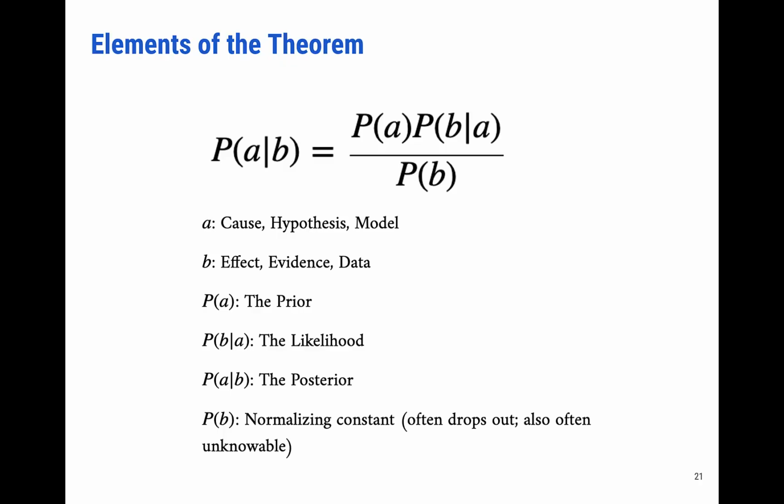And P of B is sometimes called a normalizing constant. It's the probability of the data, which is often really hard to find out. Sometimes it's represented by a complex integral, which is intractable. But luckily, a lot of times you can cancel out the P of B, or you can set it to 1. There are different techniques of working with it.